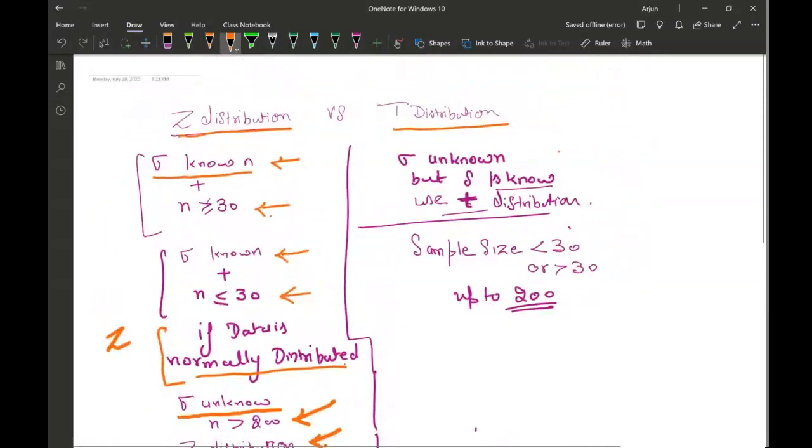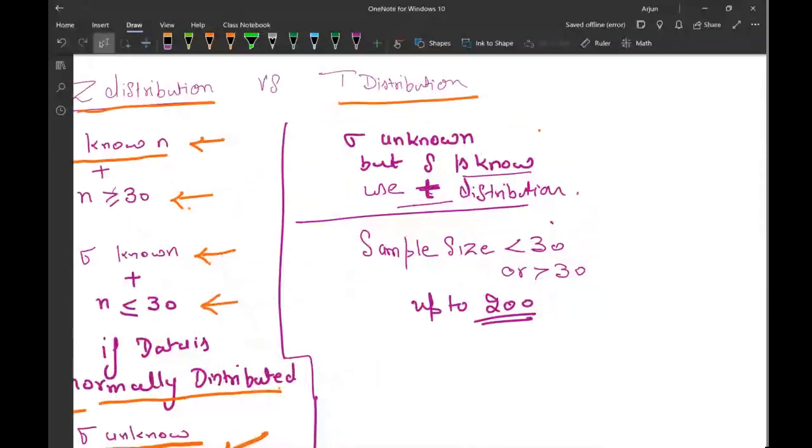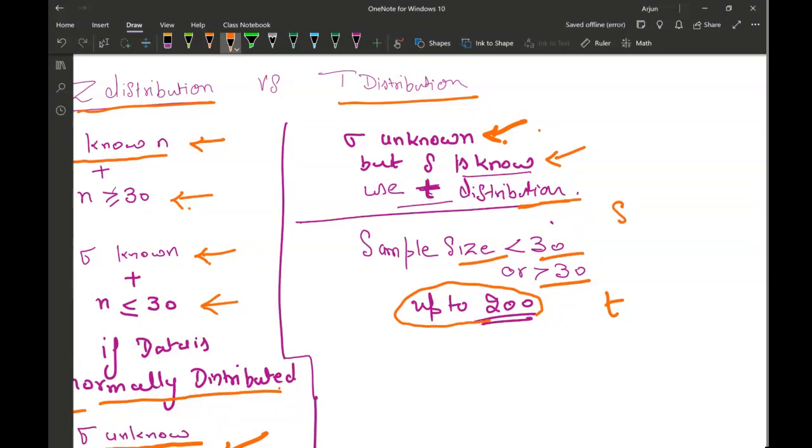Okay, now moving to the T distribution. If sigma is unknown, meaning the standard deviation of the population is unknown, but the standard deviation of the sample is known, then we're going to use the T distribution. And if the sample size is less than 30 or greater than 30, you don't need to worry about it. With sample size up to 200, you can keep on using the T distribution if you are given the S value and the sigma value is not given to you. You can keep on using the T distribution up to the sample size of 200.